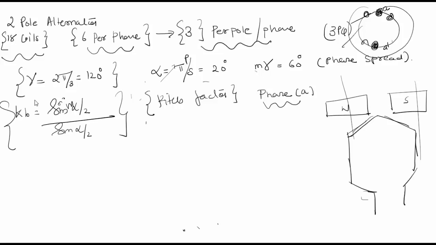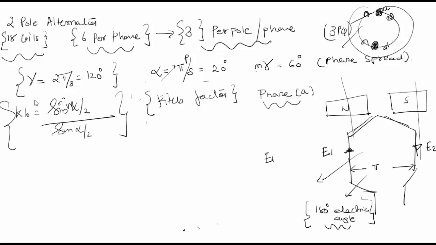So this is one of my coils, and if this is a coil which was producing the E1 voltage in my case, then there would be a current or voltage E1 produced in this way and voltage E2 produced in this way, and the distance between these two is equal to phi or 180 degree electrical angle, which is known as the pitch between the two coils.